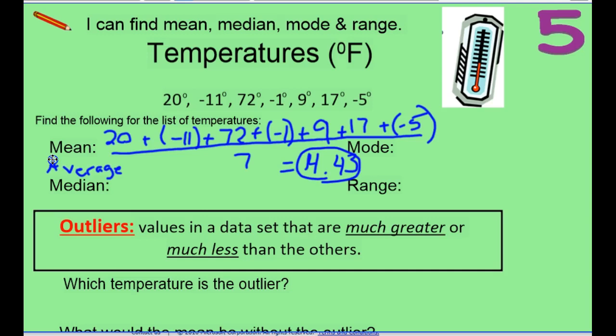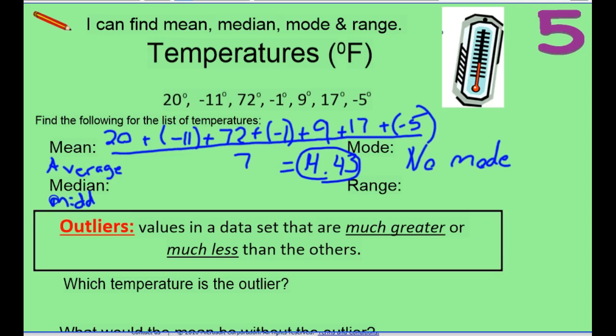Now our mode is the number that appears the most often. So if we look at our numbers, we have none of them the same. So we have no numbers that appear the most often because each one appears once. So we have no mode. Our median is the one in the middle.